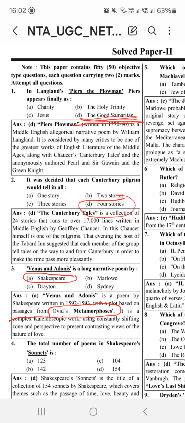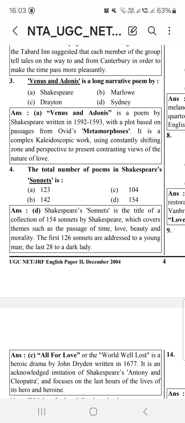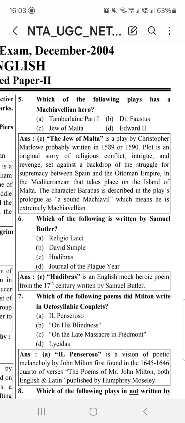Fine. Fourth question is the total number of poems in Shakespeare's sonnets. The total number of sonnets written by Shakespeare are 154 sonnets, out of which 126 sonnets are addressed to a young man, and the last 28 are written for a dark lady.